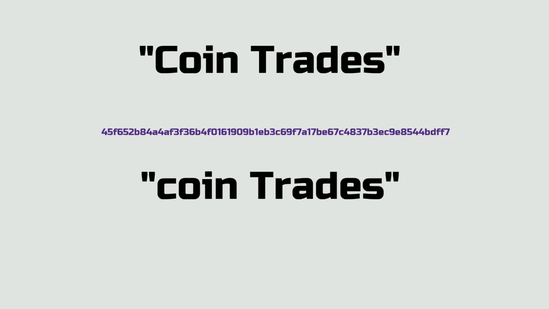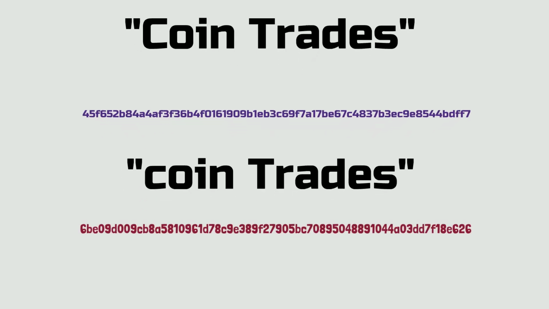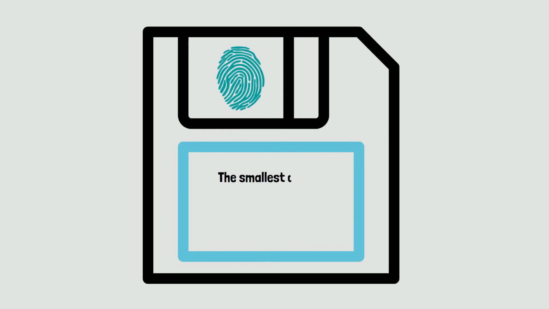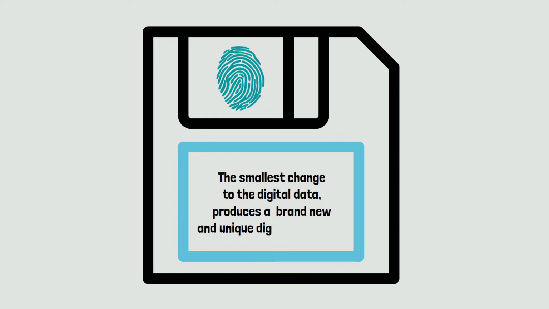Now, if we simply change the capital C to a lowercase c, the new hash output results in a completely brand new hash starting with 6BE09 and ending with 8E626, which is nothing like the original. So hopefully this helps highlight how changing the data fed into the hashing function only a small amount ends up completely altering the hash that we get for output.